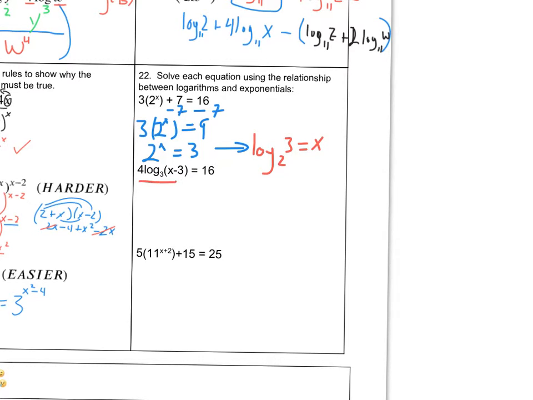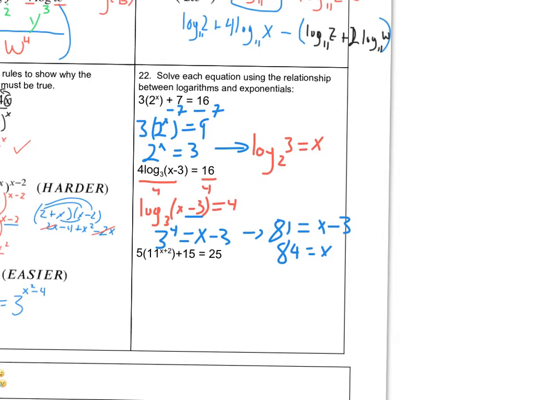For the next one, we're going to divide both sides by 4. We get log base 3 of x minus 3 is equal to 4. I'm going to convert that to exponential form. So that's going to be base to the exponent. 3 to the 4th is equal to the inside, x minus 3. 3 to the 4th is 81. So 81 is equal to x minus 3. I'm going to add 3 to both sides. We get 84 is equal to x.